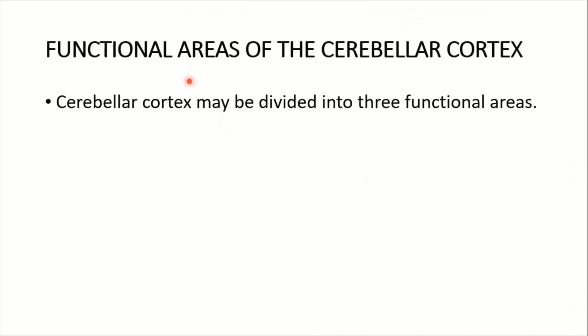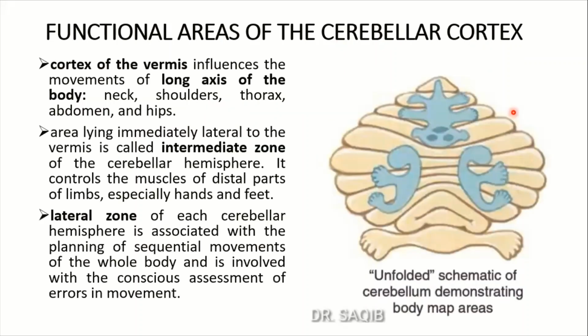So a few words now about the functional areas of the cerebellar cortex. The cerebellar cortex may be divided into three functional areas. One, this area, the cortex of the vermis, influences the movements of the long axis of the body, including the neck, shoulders, thorax, abdomen, and hips. Here is shown the control of the neck, here the shoulders, and then the thorax, abdomen, and the hips, right? So this whole thing is an unfolded schematic of the cerebellum demonstrating body map areas.